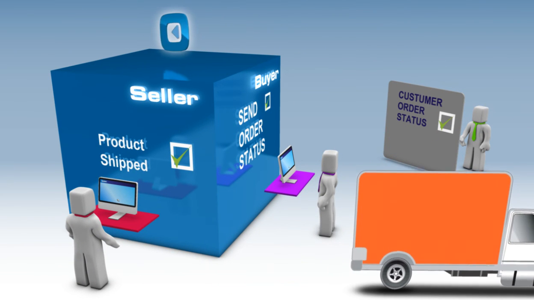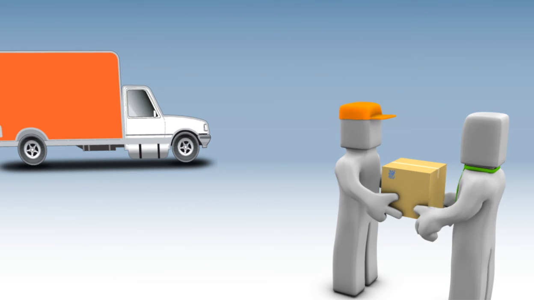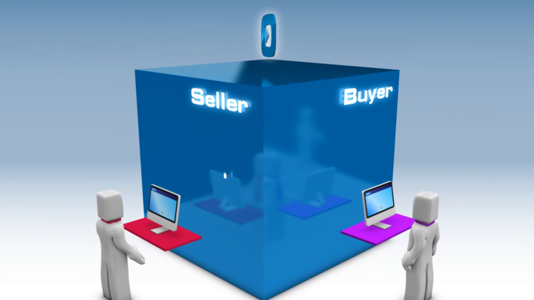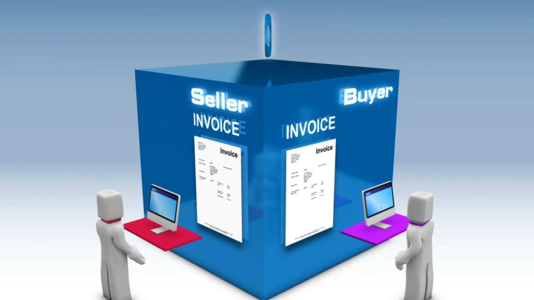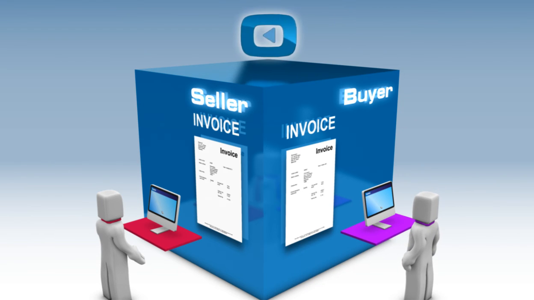When the product has been delivered to the customer, the buyer receives an electronic invoice from the seller. As the buyer's system is updated by the seller's order confirmation, order status updates, and dispatch advice, the invoice will be exactly as expected and will match perfectly.